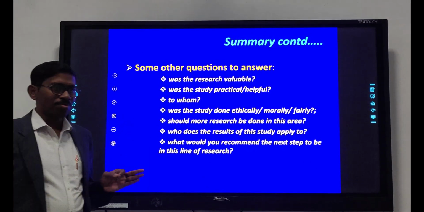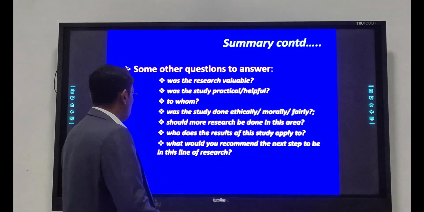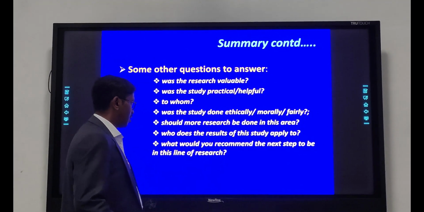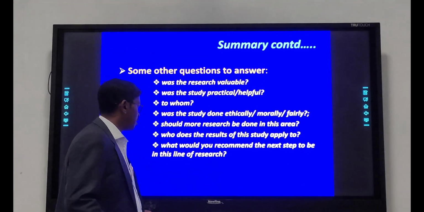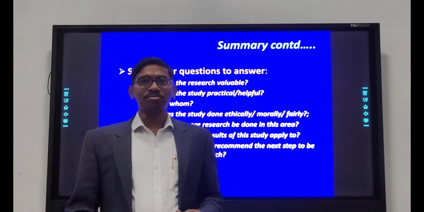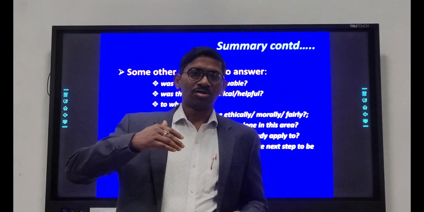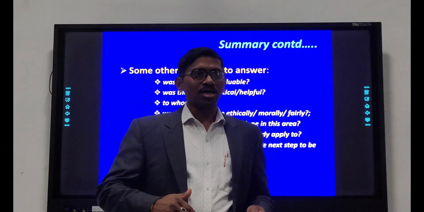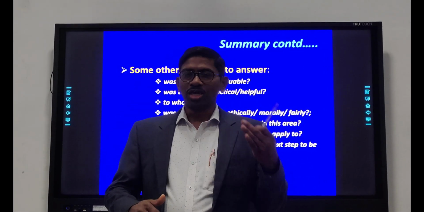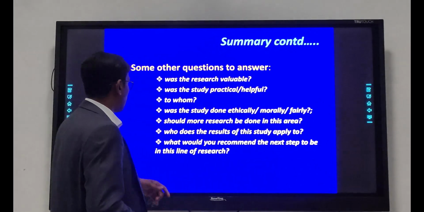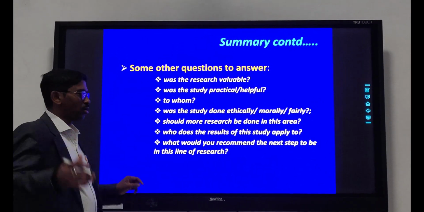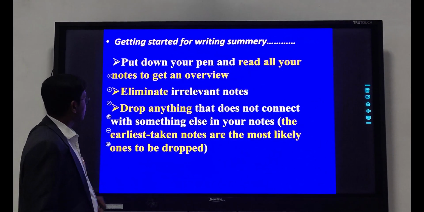Another question you have to try to answer: what would you recommend the next step to be in this line of research? That means, what will be the further scope of your study, in which other workers can develop interest to give more and more answers related to the questions that may arise from your research work.